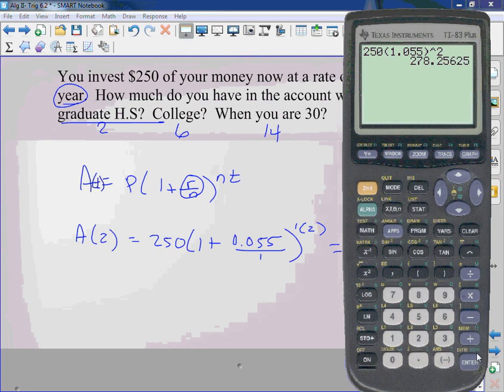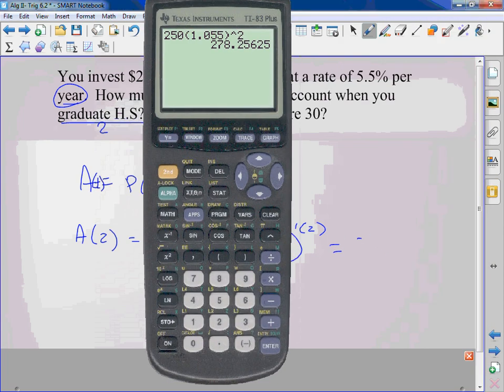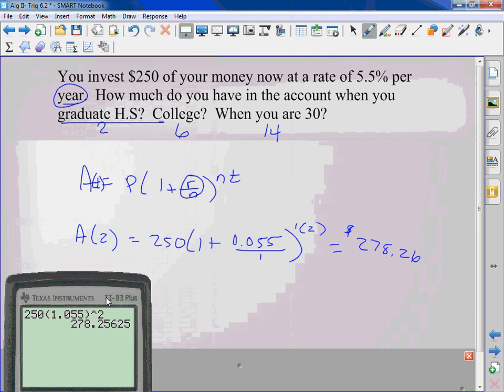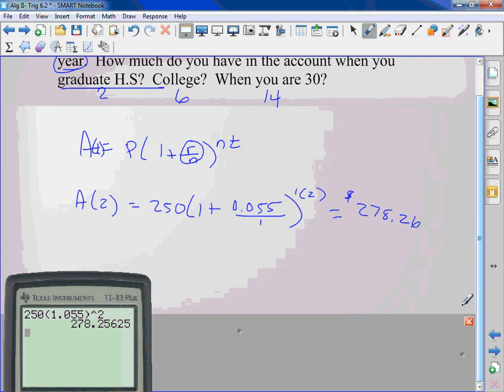So in 2 years, you will have $278.26. That's only on $250. The more you put in, the more return you get. The longer it stays in there, the more money you make.